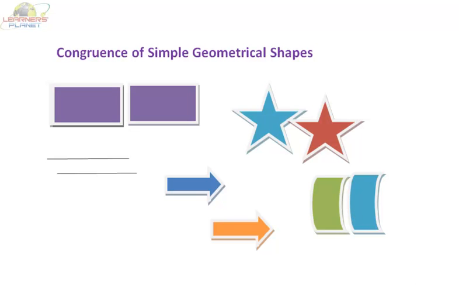Precisely, we just have to keep this in mind. If two shapes are identical in all respects, that is shape and size, then these two figures or images or diagrams or maybe shapes can be called congruent.